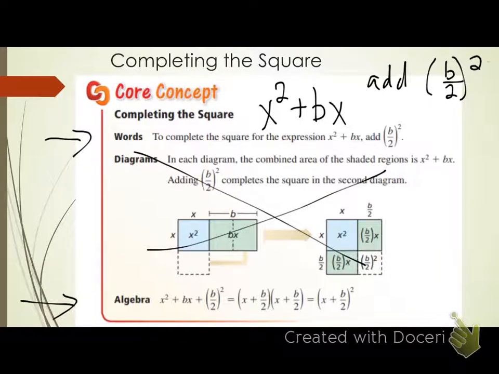And then down here on the algebra part, if I have x squared plus bx, to complete the square, I add b over 2 squared to it. So x squared plus bx plus b over 2 squared. And then I can factor it, and it becomes x plus b over 2 times x plus b over 2, which is x plus b over 2 squared.